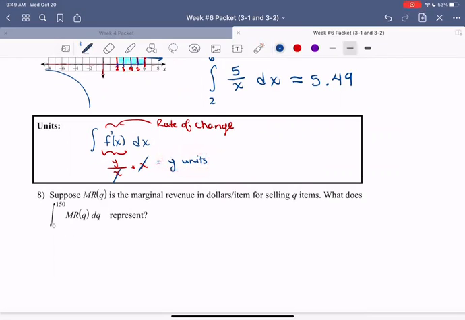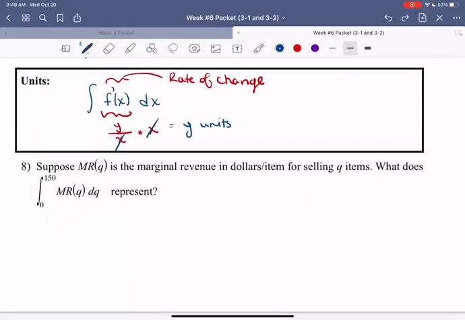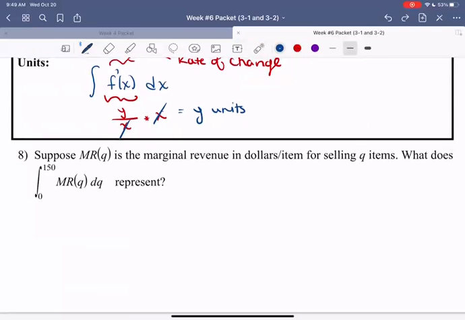So that's another explanation of how when we're computing an integral, when we're adding up rates of change, we get an accumulation of the quantity that we are using in our original output. So this will make more sense the more examples we do. So let's go ahead and look at this last example, number 8. It says, suppose the function MR of Q is the marginal revenue in dollars per item for selling Q items. What does the integral from 0 to 150 of MR of Q dQ represent?